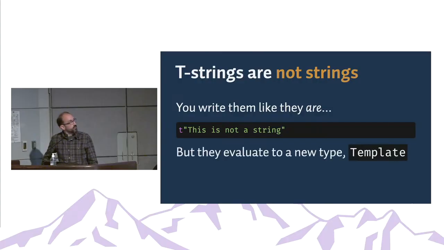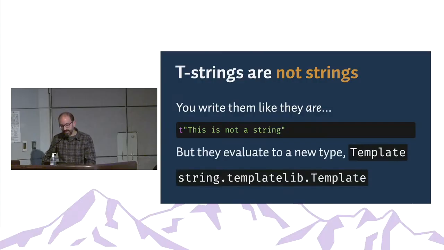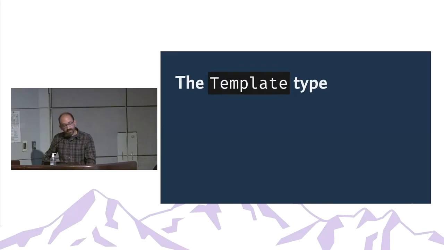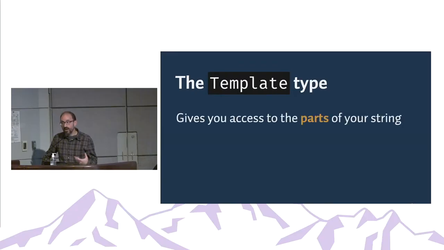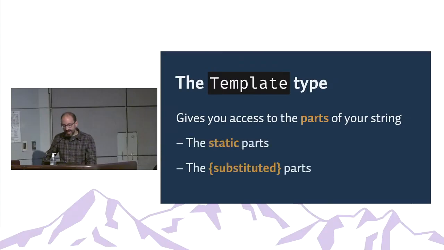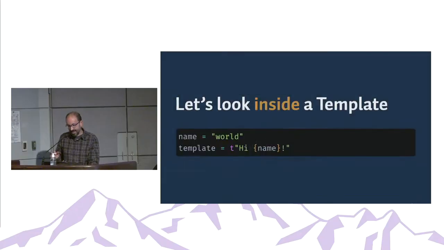But they evaluate to a new type, template, which in Python 3.14 you can find in string.templatelib.template. And the template type gives you and your code access to the parts of your string. It gives you access to the static parts, and it gives you access to the substituted parts, the parts in curly braces. But because we're highfalutin here in Python land, we like to call them the interpolated parts. So let's go ahead and take a look inside a template.